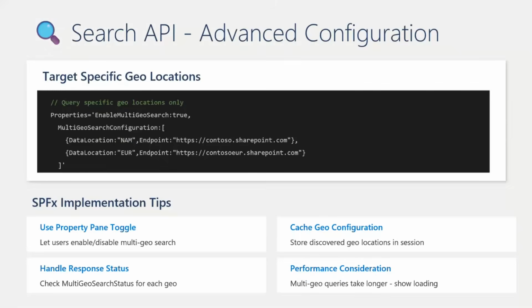Now for advanced configuration. If you just enable multi-geo search equal to true, it will go everywhere. But there's another property, multi-geo configuration, where you can define, for example, that you want multi-geo but only NAM and Europe, not Asia or any other satellite geo. You can define their tenant URLs as part of your search query. So the search will only collect data from those geos, not from everywhere in your tenant's multi-geo environment.